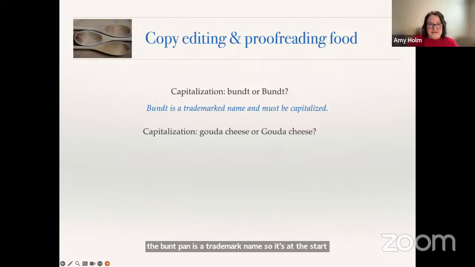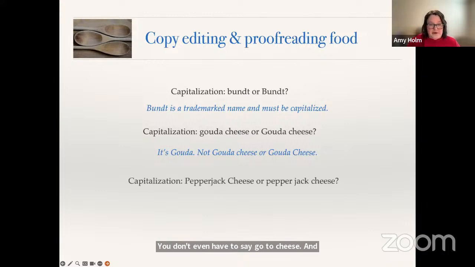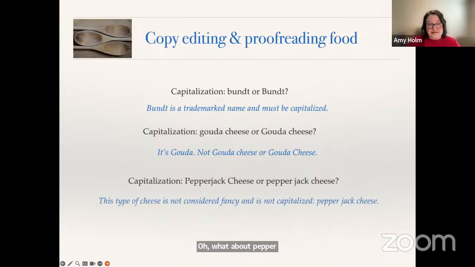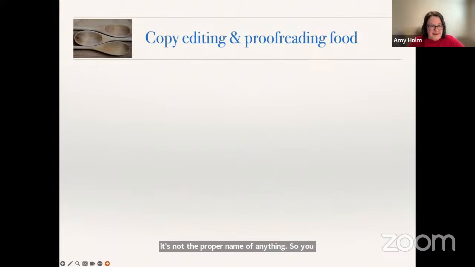How about this? Cheeses. There's so many different rules and spellings and capitalizations. It would just be Gouda capitalized, you don't even have to say Gouda cheese. And then what about a cheese? I thought, well, okay, so that's Gouda. What about pepper jack or another kind? It's not considered fancy. It doesn't need to be capitalized. It's not the proper name of anything. So you just use it as 2 words. That's what we do with that.